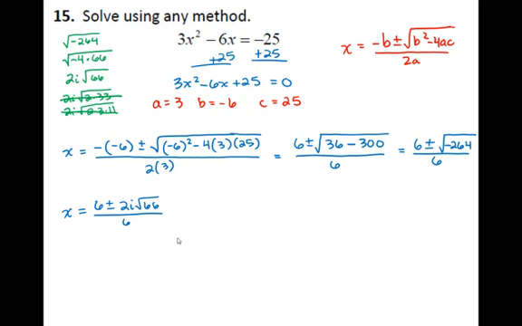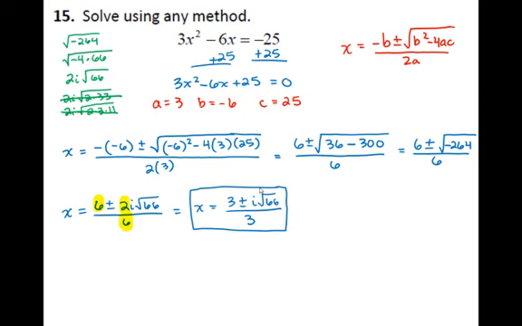And now I'm going to reduce. The only thing left to do is to reduce. So I'm looking in 3 different places. What number goes into all 3 of those? And that's 2. So it's going to be x equals 3 plus or minus i radical 66 over 3. These are my 2 solutions, and they are imaginary.